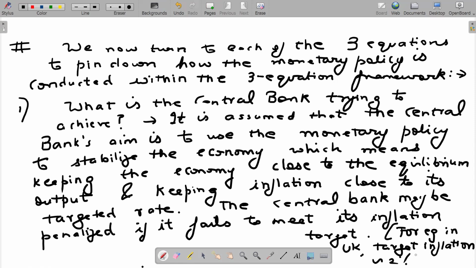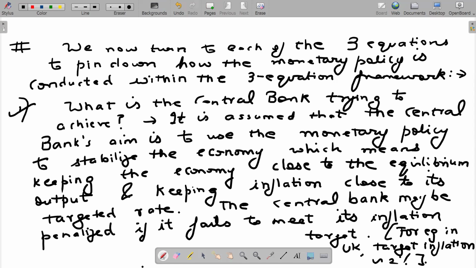Target inflation is around 2%. That means if the central bank is not able to meet this, if inflation is above or below 2%, then the central bank has to explain. It is going to be penalized for deviating from its inflation target. So this answers the first question.